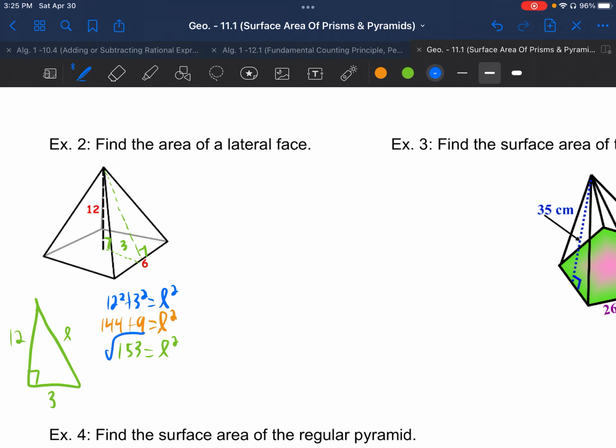Square root both sides. We end up getting the lateral height to be approximately, to the nearest tenth, 12.4. So now in order to find the area of one of these lateral faces, we take 1/2 the base of the triangle, which is 6, times the height of the triangle, which we just found to be 12.4. Plugged it into our calculator, let it do the work, and we get the area of one of these lateral faces to be 37.2.